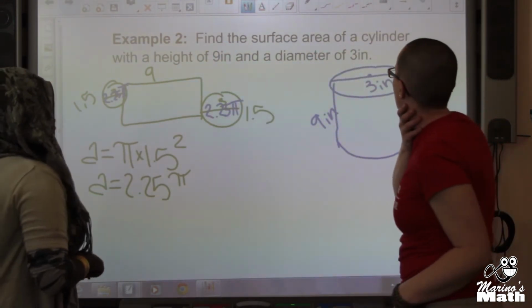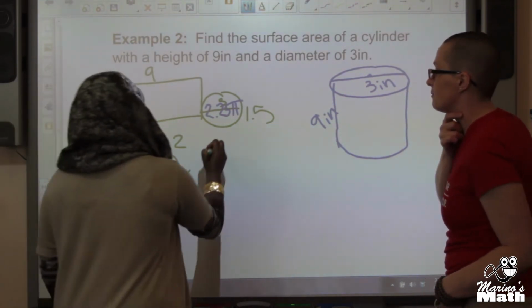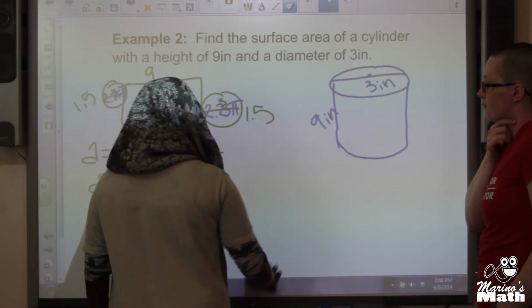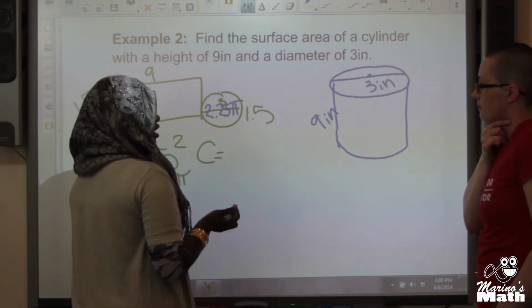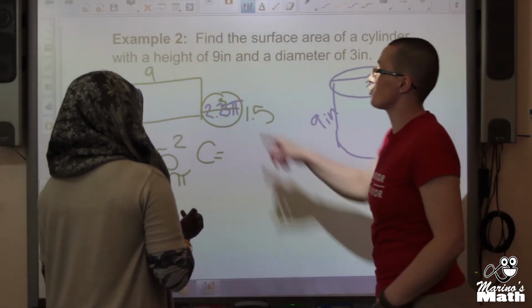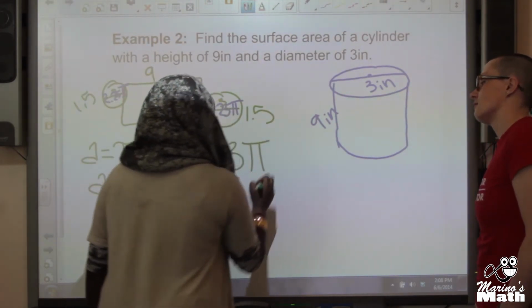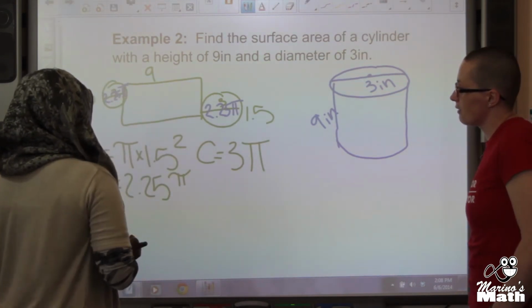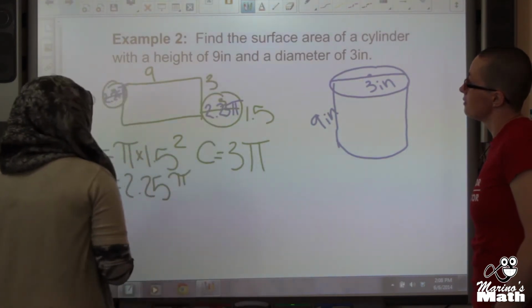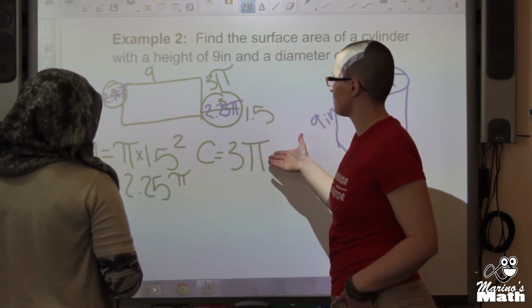So the circumference of a circle with a diameter of 3. You would need the 2 if you were using the radius. With the diameter, we can just say that circumference is 3 pi. And then that will be your second side on your rectangle. 3 pi. And it needs the pi part because the pi is attached to it. Because think about it, it's about 9 because that's 3.14.